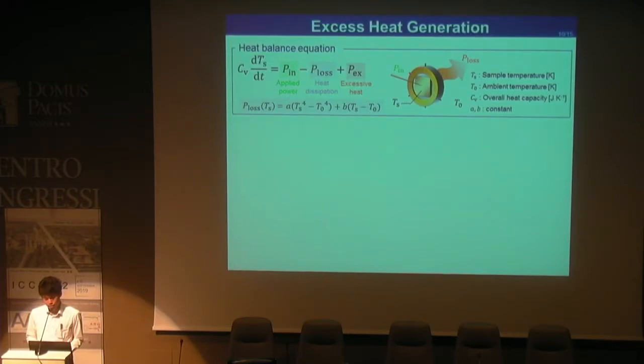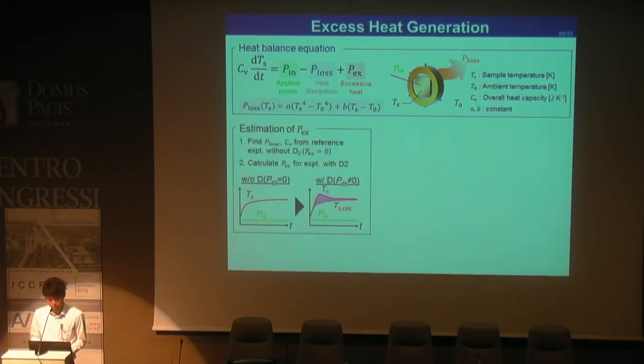The variables are represented like these. Next, I explain how to estimate P_EX. We determine P_loss and CV from reference experiments without deuterium. That is, P_EX equals 0. After that, we calculate P_EX for experiments with deuterium.